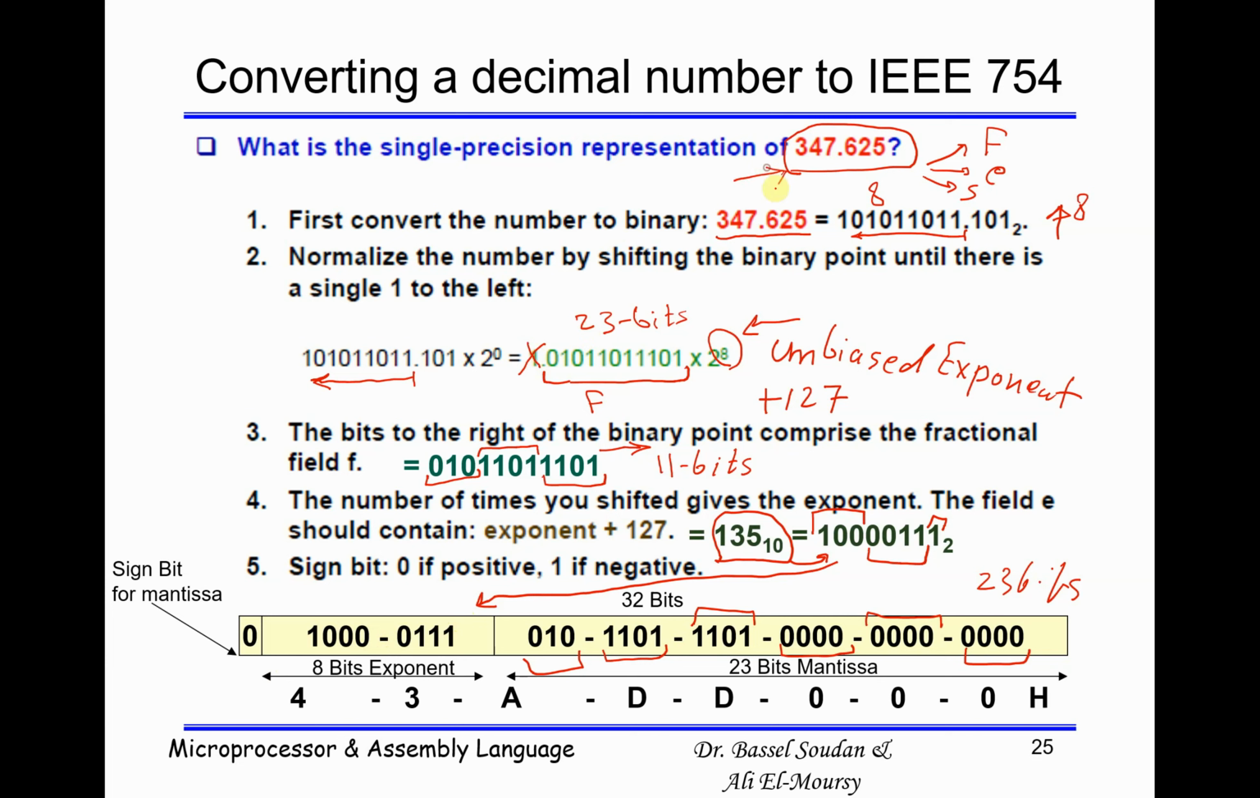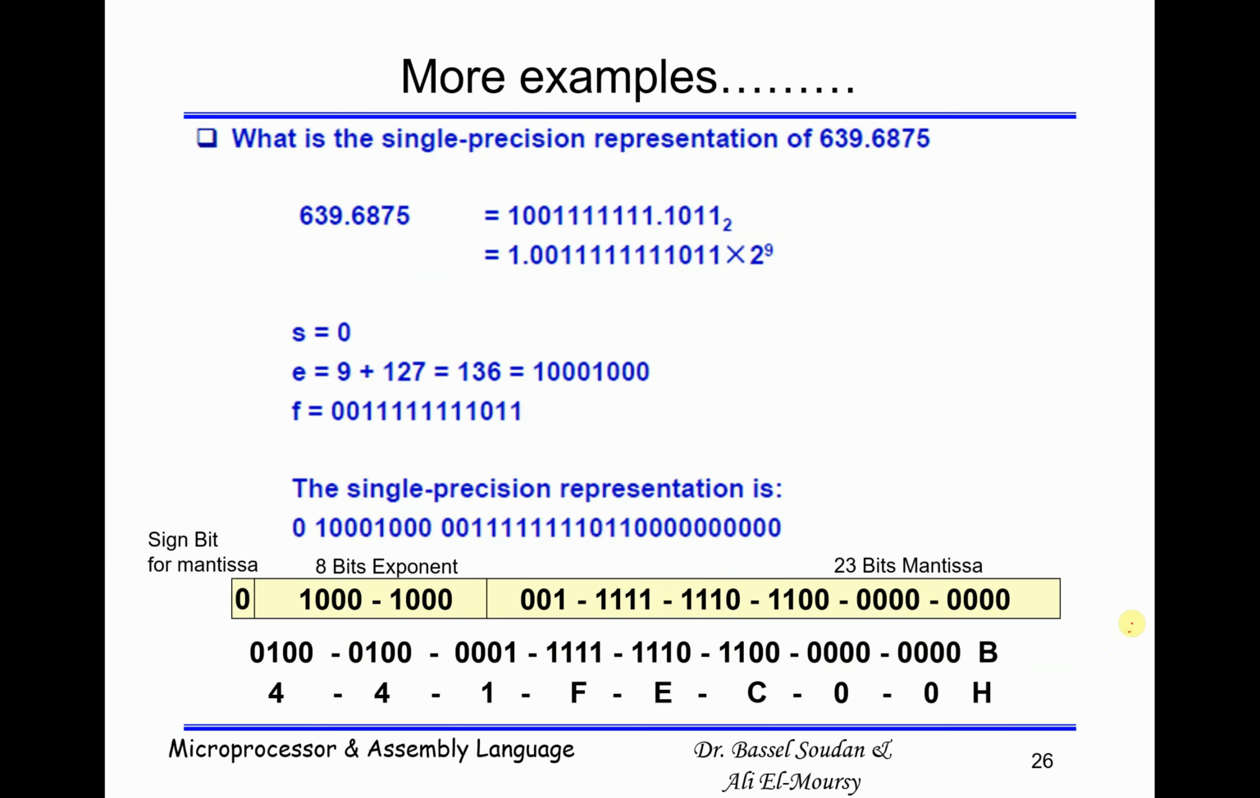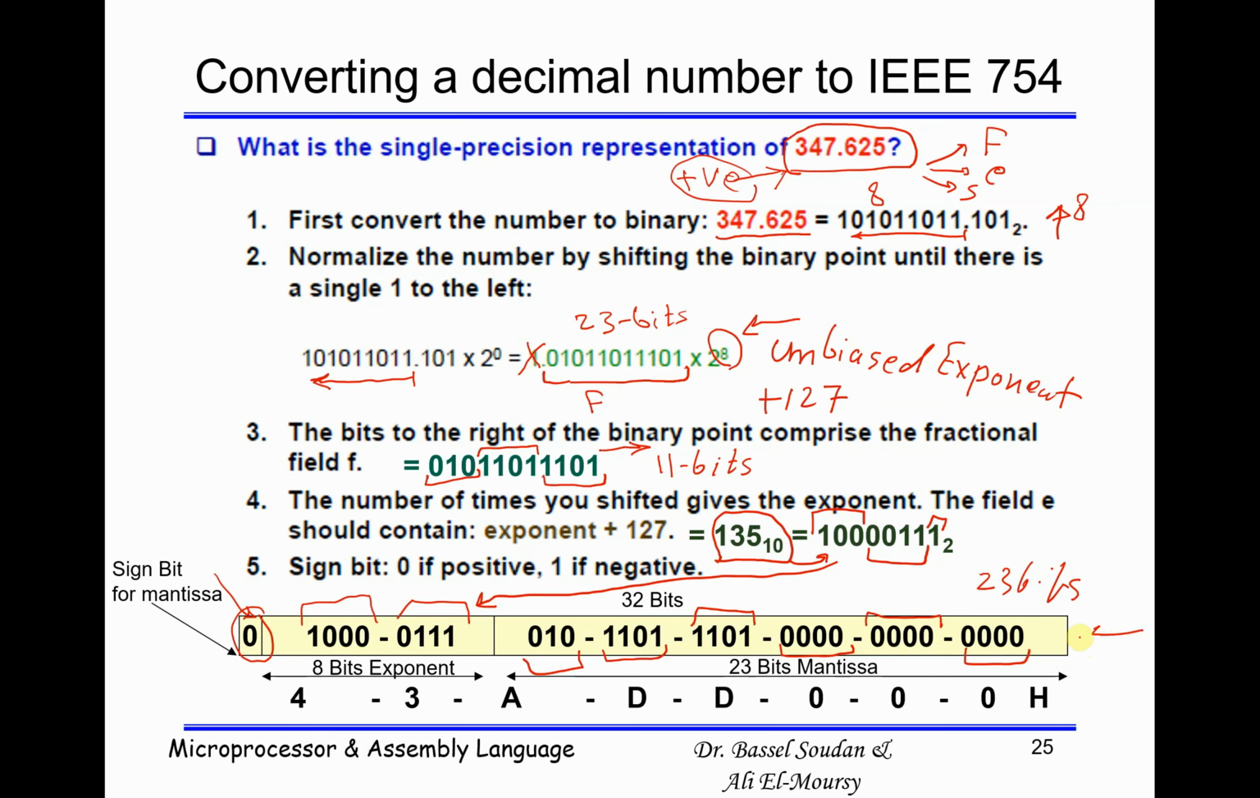Since the number is positive, that means the sign should be 0. We have here the sign is 0. And then we have the 8 bits of the exponent, and we have the bits for the fractional mantissa. Right now, this is how the number is represented in binary.